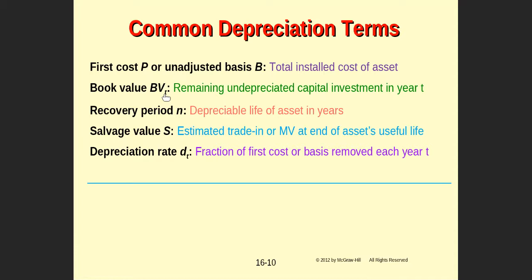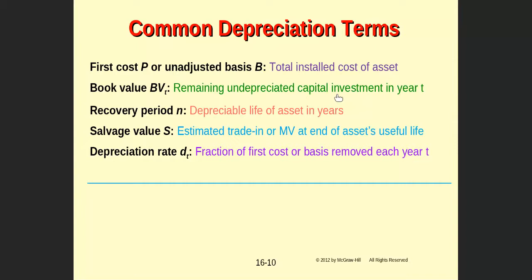If we say book value 2, that means the value of the asset at year 2. How much is it from the original? This is what we call the book value. So the book value is the remaining capital investment.